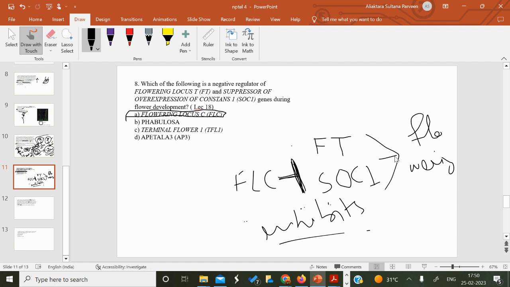Yes, ma'am. Okay, if you have understood, now tell me what will happen if you mutate FLC. If you mutate FLC, what will happen to the flowering? Will flowering be promoted or delayed?